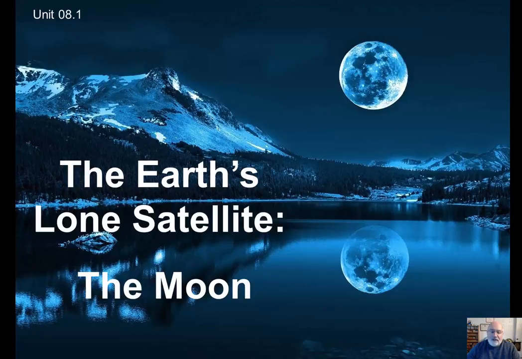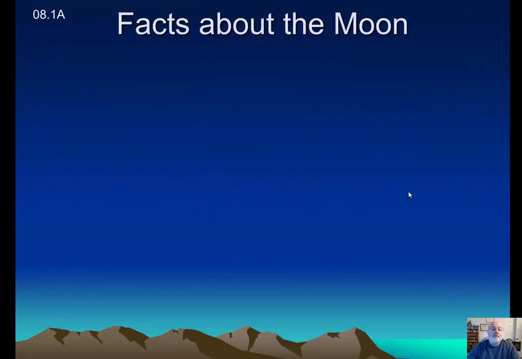This is a color enhanced picture. I could have put a regular one up there, but I like this one. It's actually showing a blue moon, which is one of the last things we're going to talk about in 8B. But this would be a blue moon. Beautiful reflection in a crystal clear flat lake. But let's go on to 8A.